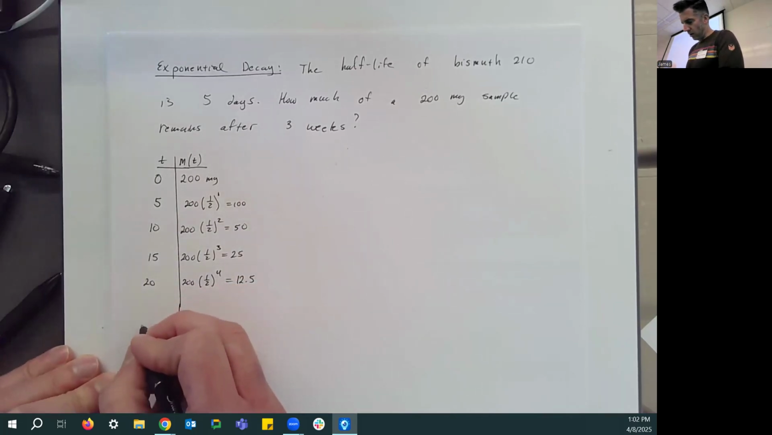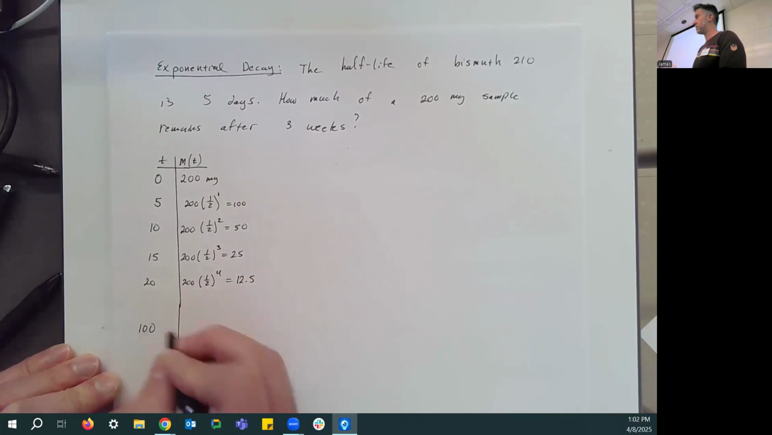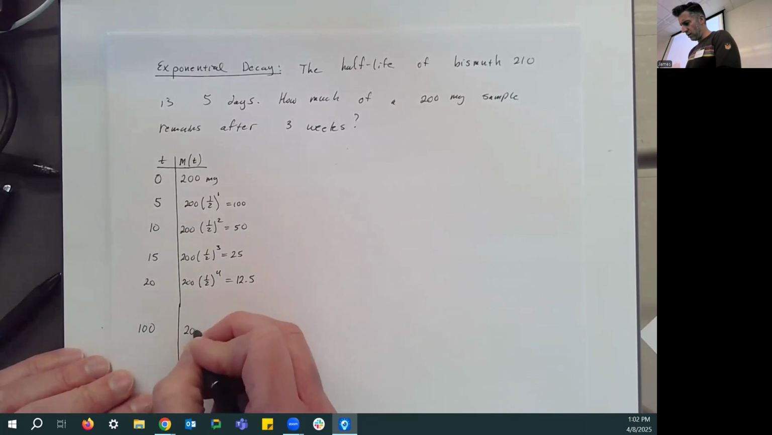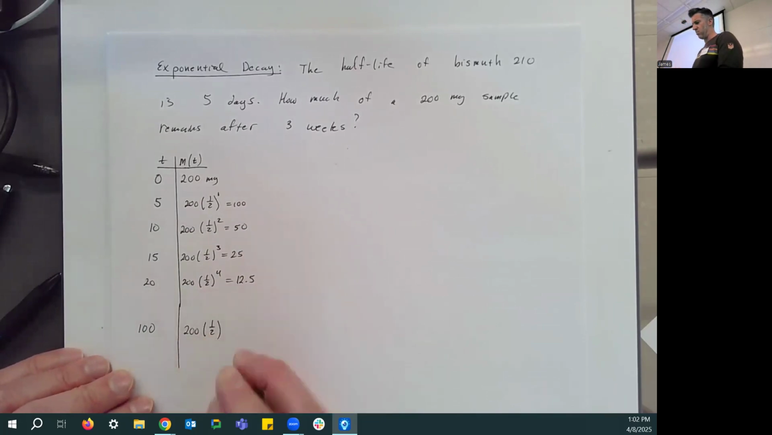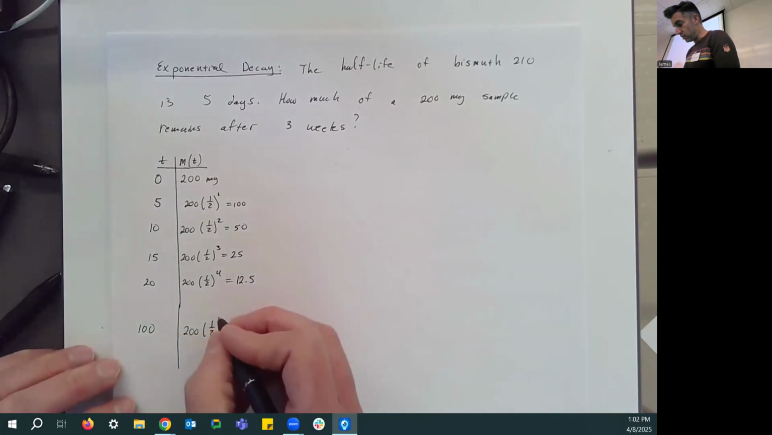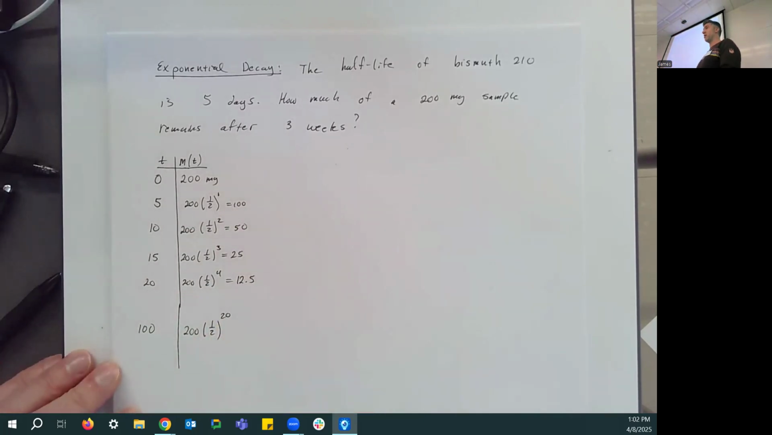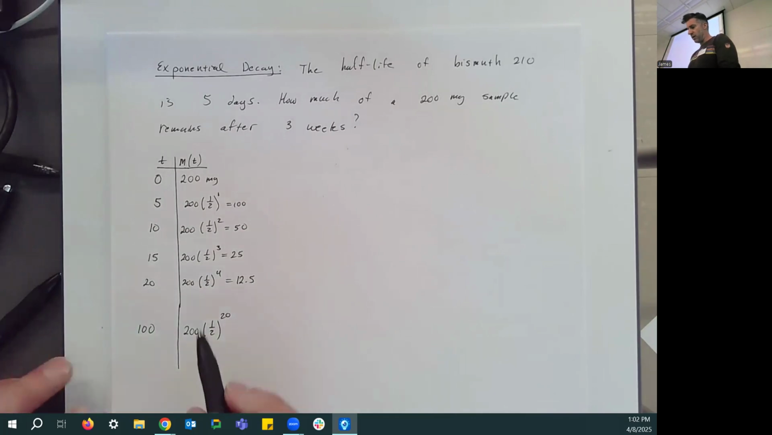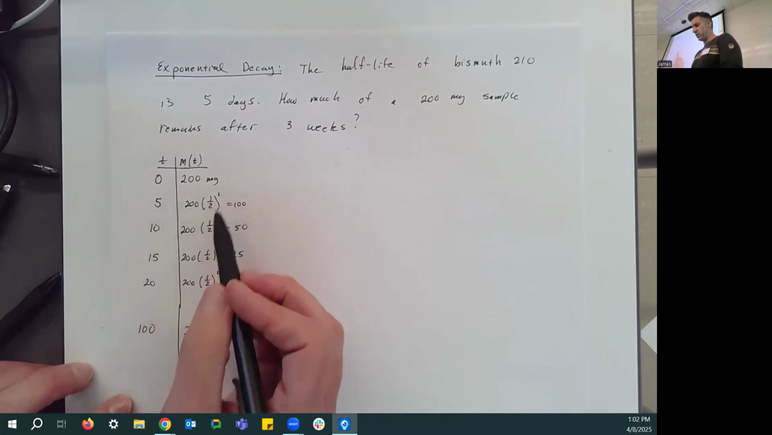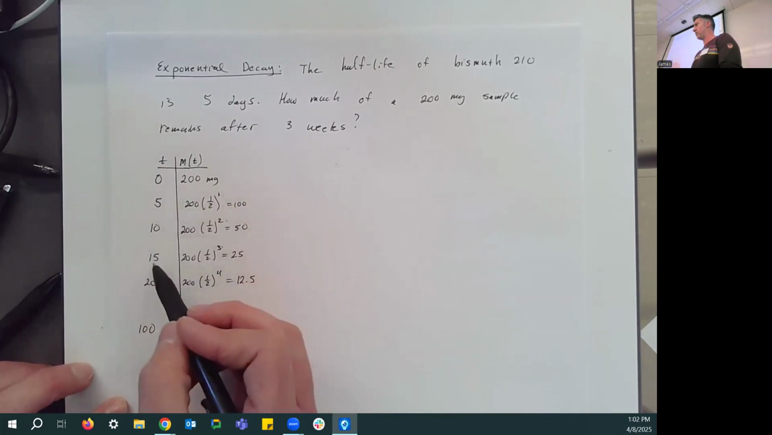So if I said we wanted to figure out how much we had after, say, 100 days, well, that would be 200 times 1/2 to the what power? Yeah, exactly. The 20th power, because 100 is 5 twenty times, or 20 increments of 5. So it looks like this power here is always the number of days divided by 5, right? 1 is 5 divided by 5, 2 is 10 divided by 5, 3 is 15 divided by 5.